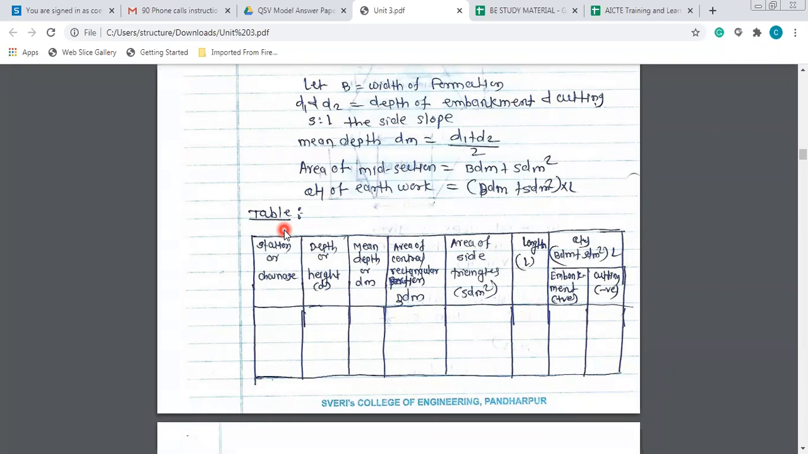Please rejoin the session using the same link immediately after the end of this session, because we will start with the problems immediately. After this table, we will immediately start with the problem. So please everyone rejoin the session immediately after the end of this session.